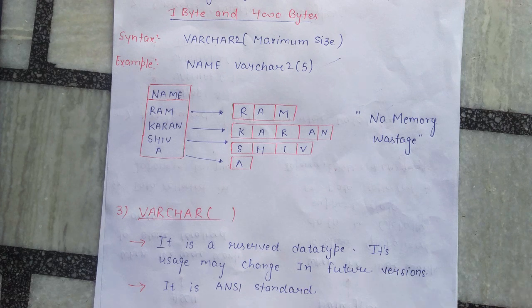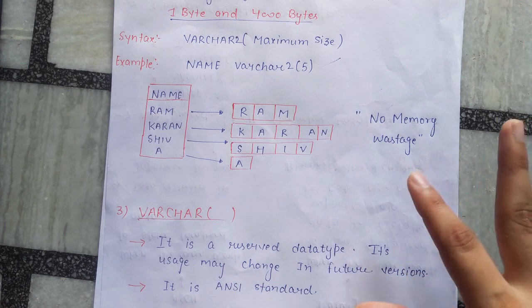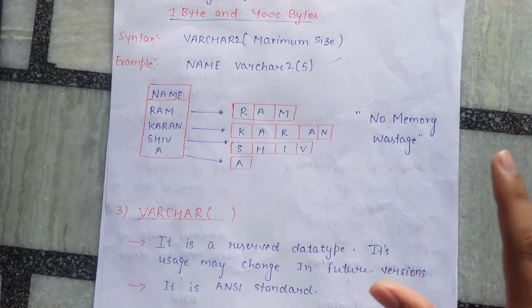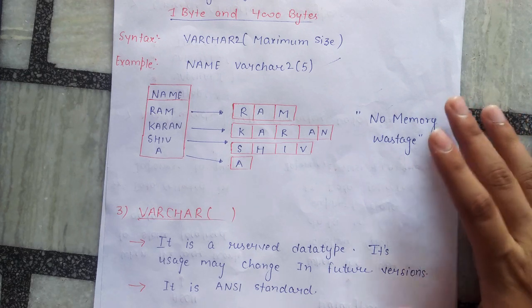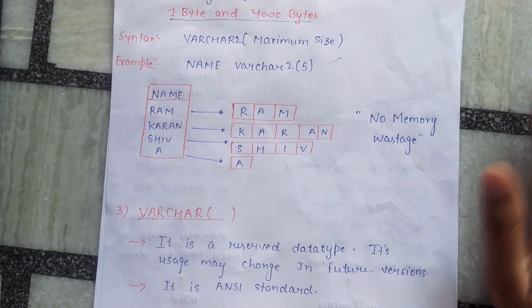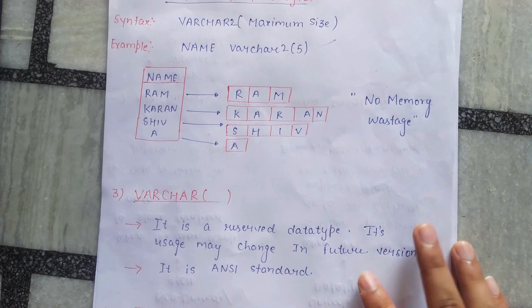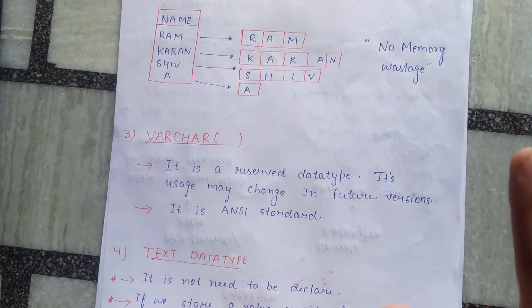That means the developers are working on this, and maybe in future Oracle versions, its usage may be different. Okay, so its usage is not clear as of today, so it's very rarely used. Although it's also a character data type, it is very rarely used. Varchar2 and char data types are most commonly used today. So it is a reserved data type and its use may be changed in future versions of Oracle. Okay, so it's an ANSI standard. Okay, so this is what varchar data type is.